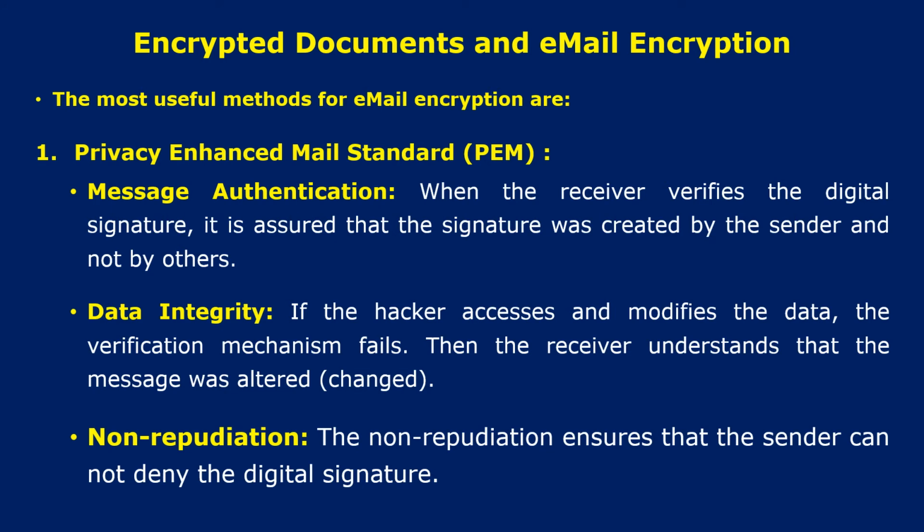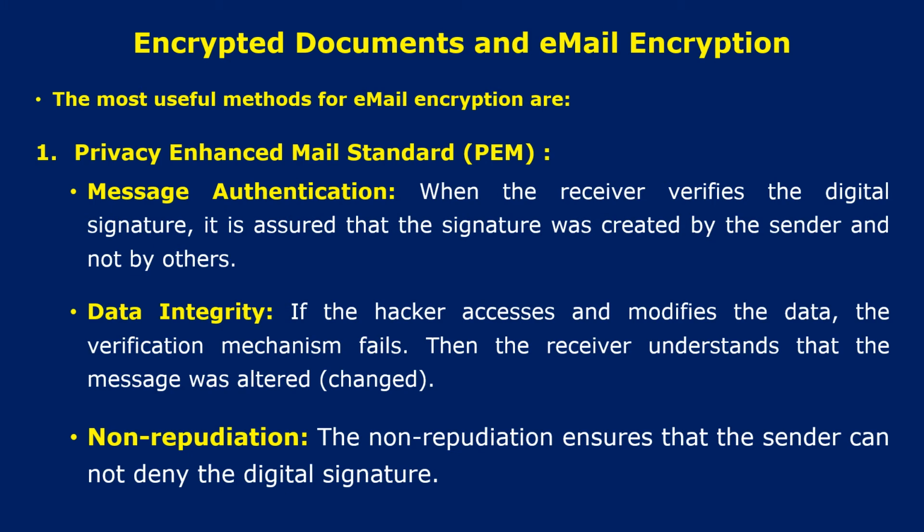Let us look at the second one, that is data integrity. The data integrity means if the hacker accesses the email and modifies the data, it may happen. But when the receiver verifies that one, the verification mechanism fails. When the verification mechanism fails, then the receiver understands that the message was altered. And third one, very important one, non-repudiation. The non-repudiation ensures that the sender cannot deny the digital signature. So these are the three important services that are provided by privacy enhanced mail standard.